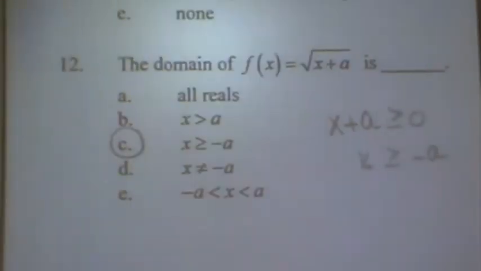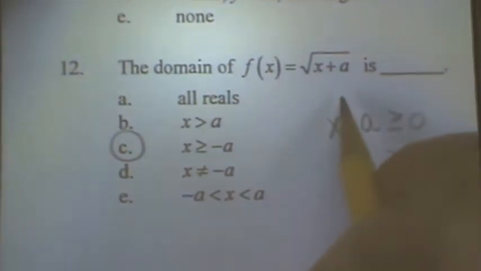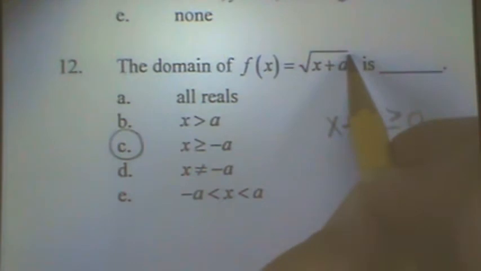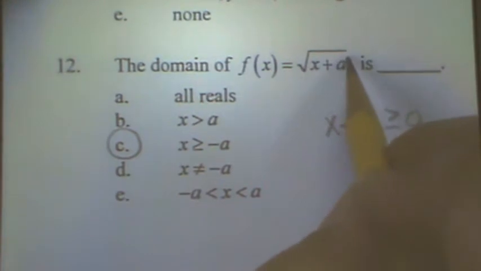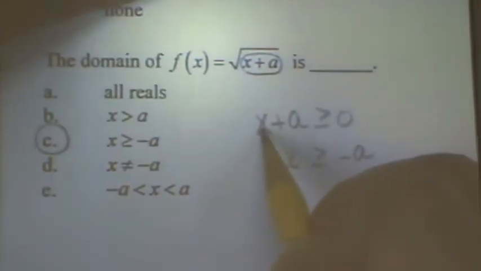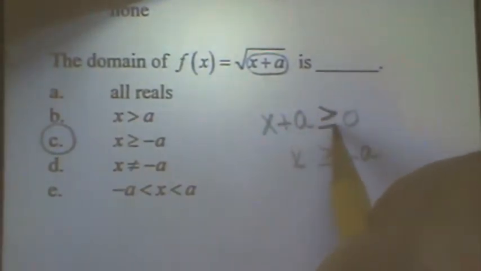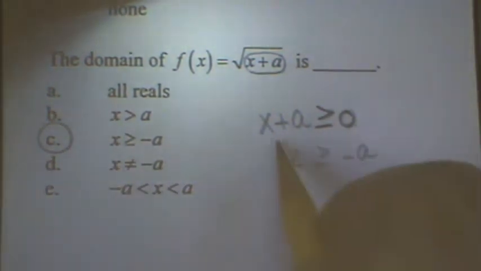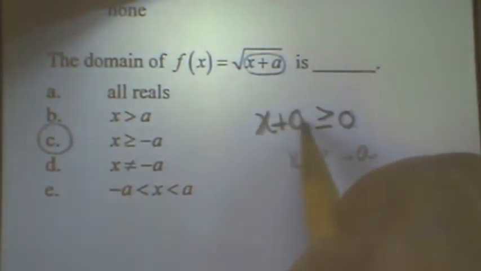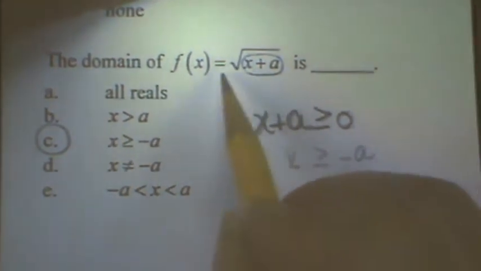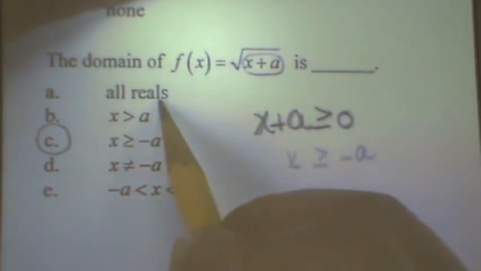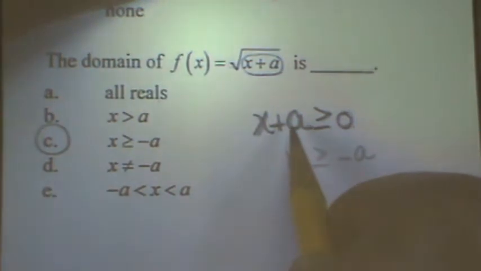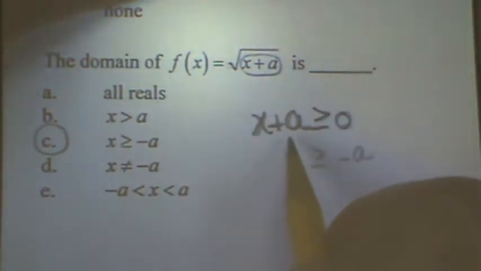Number 12. When you have a square root, our domain is not all real numbers, because with a square root, any kind of index that's even, 2, 4, 6, 8, you can't take the square root of a negative number. So what you do is you set what's underneath it, which is x plus a. You want this to be greater than or equal to 0. That means positive. So set, no matter what, set what's underneath only if the index is even. If it were odd, if this were a cube root or a fifth root, it would be all reals. But because it's a square root, what's underneath, the radicand, can't be a negative number.